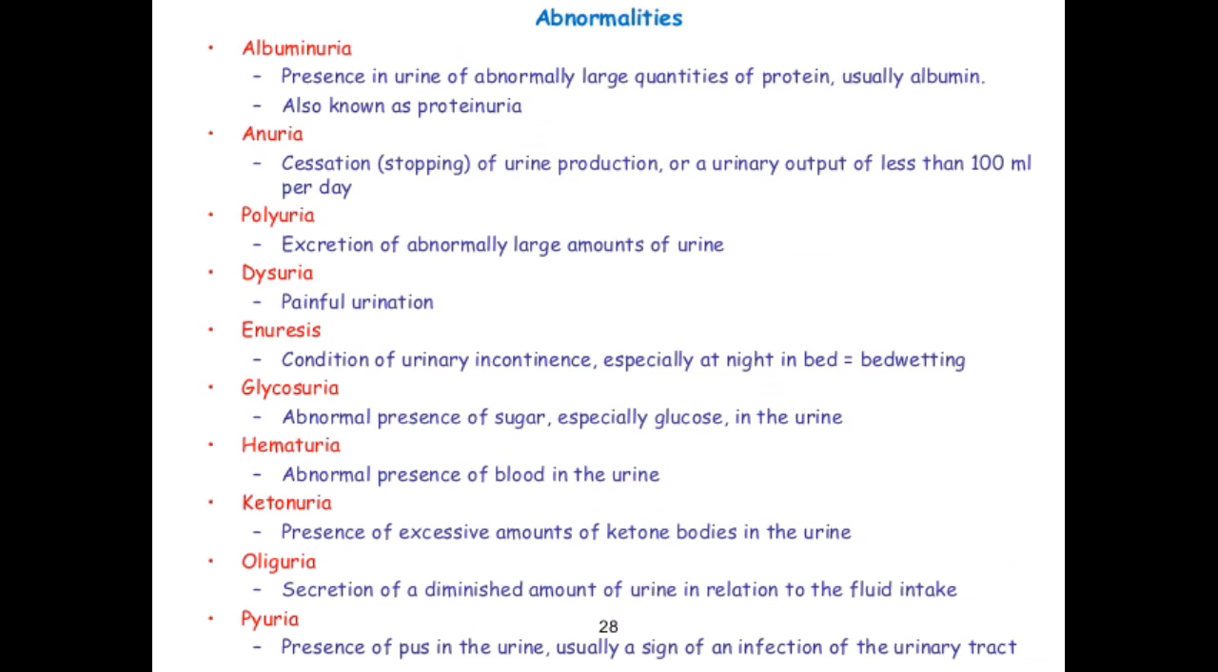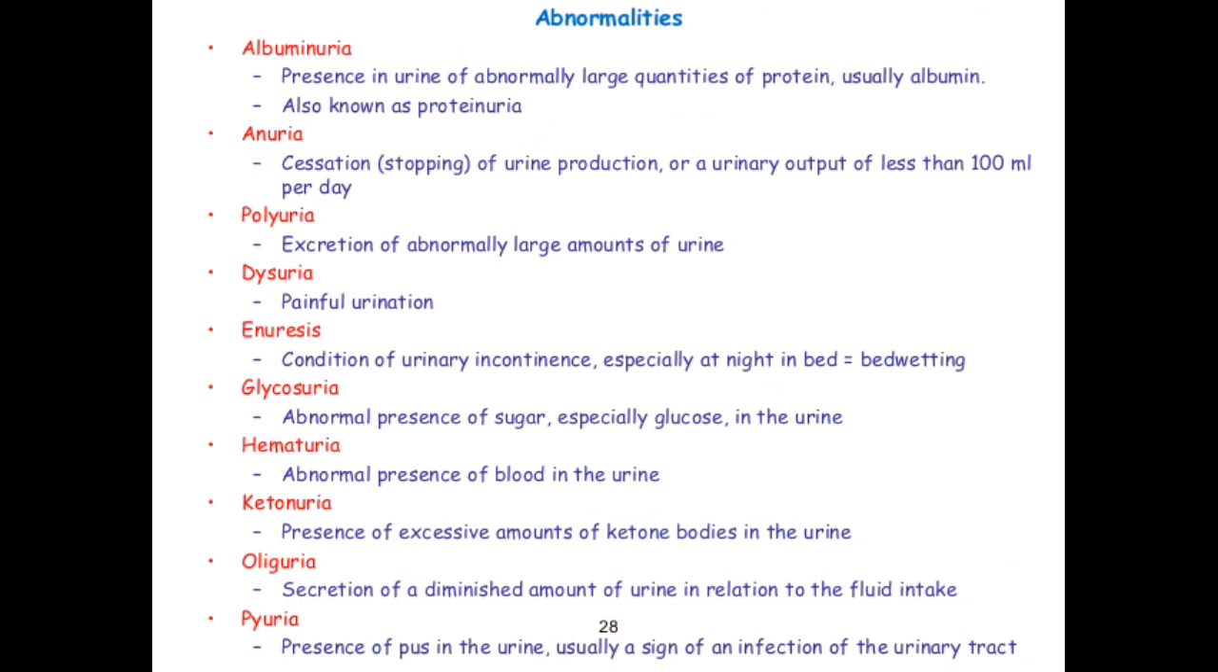Now see the abnormalities of the urinary system. Albuminuria: presence in urine of abnormally large quantities of protein, usually albumin, also known as proteinuria. Anuria is the stopping of urine production or urinary output of less than 100 ml per day.